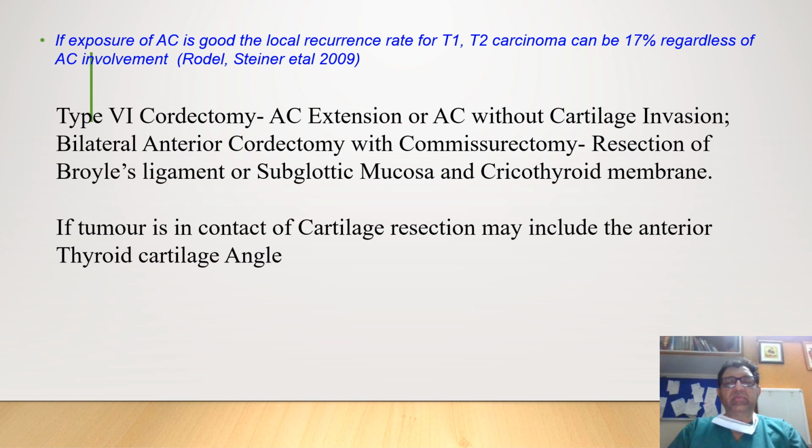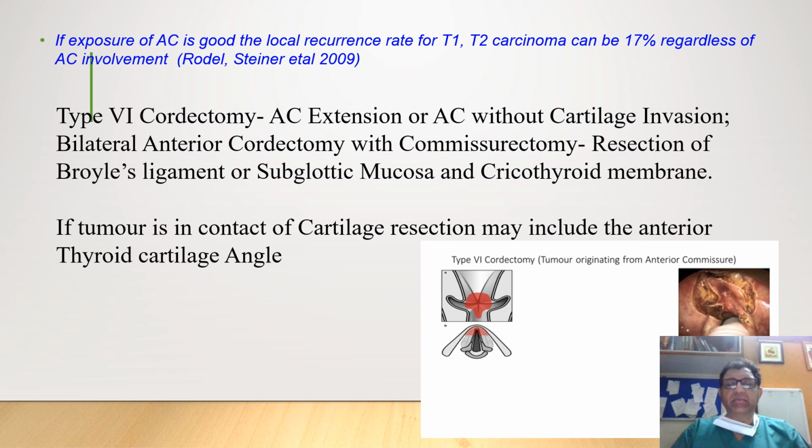Bilateral anterior cordectomy with commissurectomy is done. Resection of Broyles ligament and subglottic mucosa with cricothyroid membrane. If tumor is in contact with cartilage, resection may include the anterior thyroid triangle, so that can also be included into type 6 cordectomy. So if exposure of anterior commissure is good, the local recurrence rate of T1, T2 can be 17% regardless of anterior commissure involvement. That is by the largest series, with Steiner in 2009.